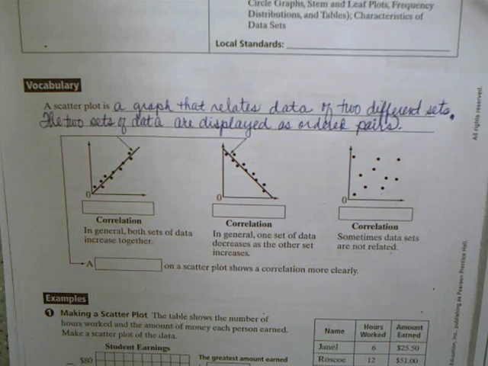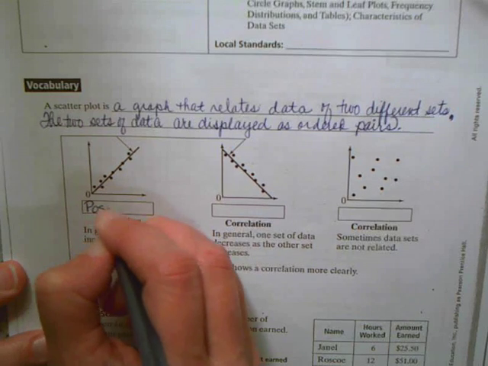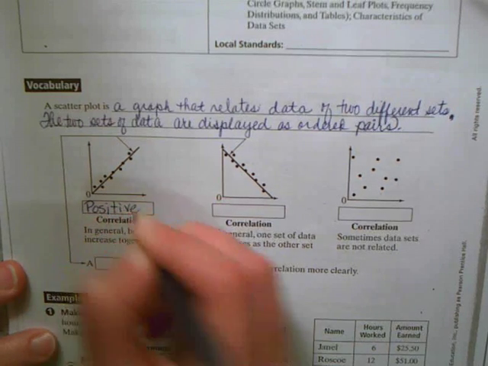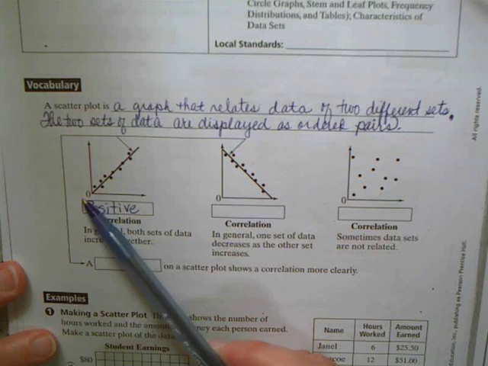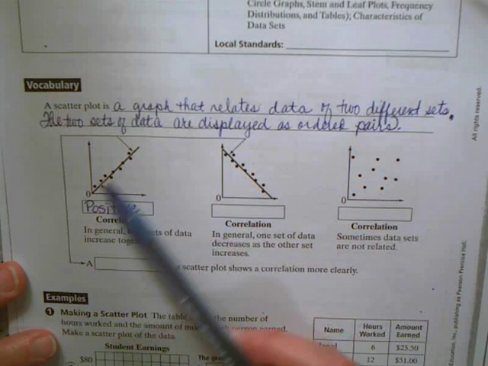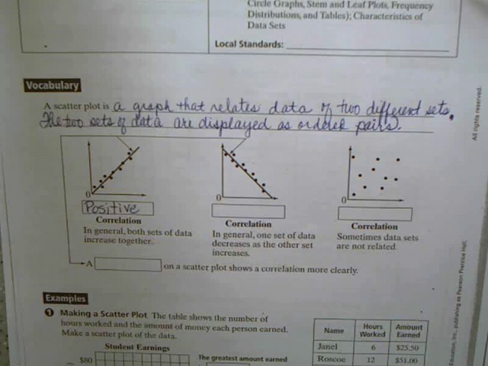Then we think about correlation in a scatter plot. In general, both sets of data increase together. This would be a positive correlation. If you see the line, as you read from left to right, the trend line, which is what this is called, is rising from left to right, and the data points are clustered fairly close to it and approximately half above and half below.